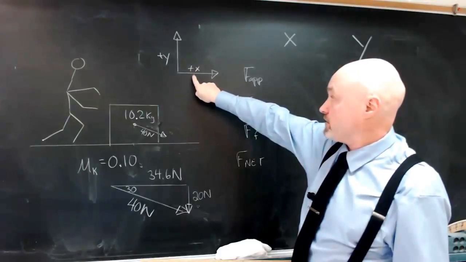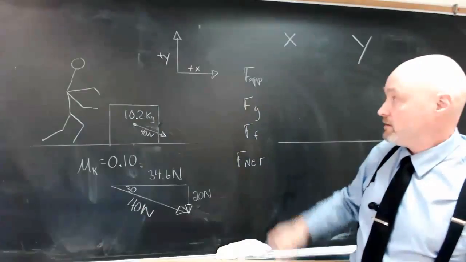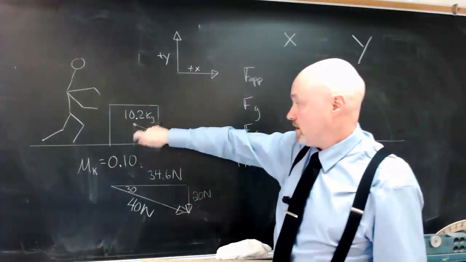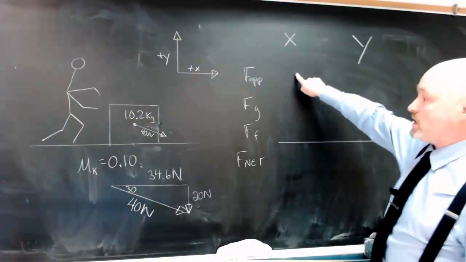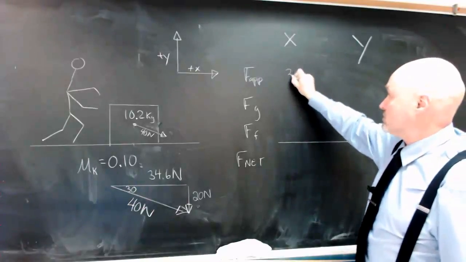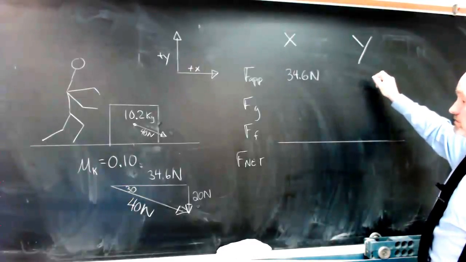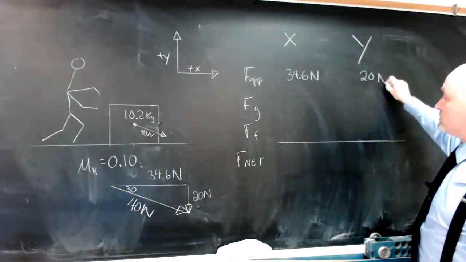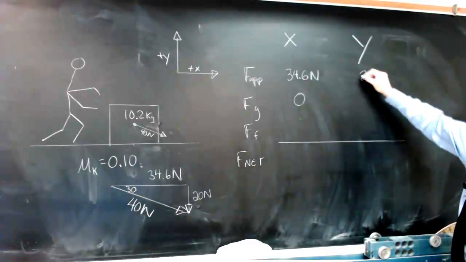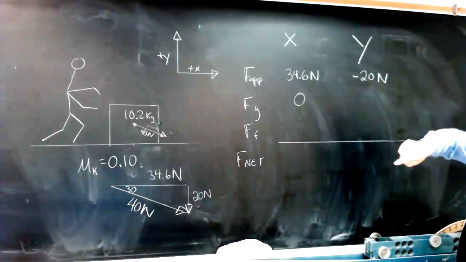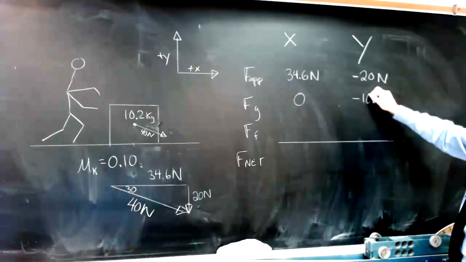So let's define our directions. To the right is going to be positive x, upwards is going to be positive y, gravity is going to be downwards, and just like always, gravity is going to be negative. Anyway, so the applied force in the x direction is 34.6 newtons. The applied force in the y direction is negative 20 newtons. The force of gravity in the x direction is 0. And the force of gravity, 10.2 times negative 9.8, is negative 100 newtons.